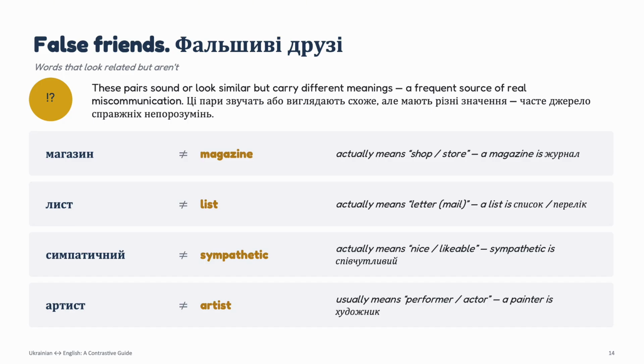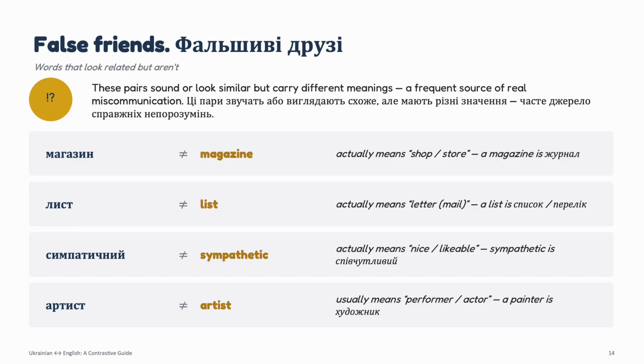These come up constantly and cause real, sometimes funny miscommunication. For example, the word магазин doesn't mean magazine. It means shop or store. And if you want to translate magazine to Ukrainian, it would be журнал. Well, in English, there is also the word journal, which is kind of similar to this журнал.